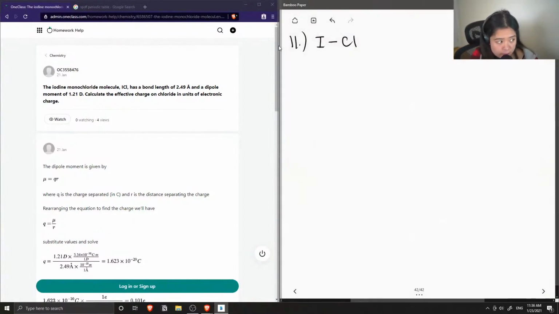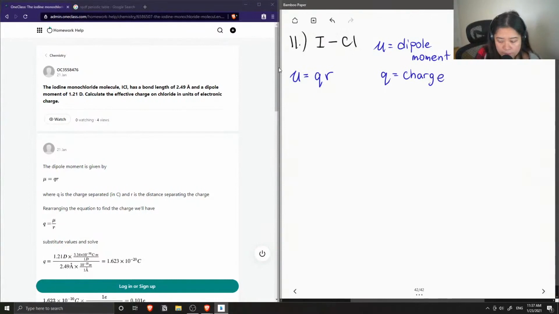Okay, so to do this, we're going to use the equation for dipole moment. It's just denoted as this μ, is equal to QR. So this is our dipole moment. Q is the charge, and R is the distance separating the charge.